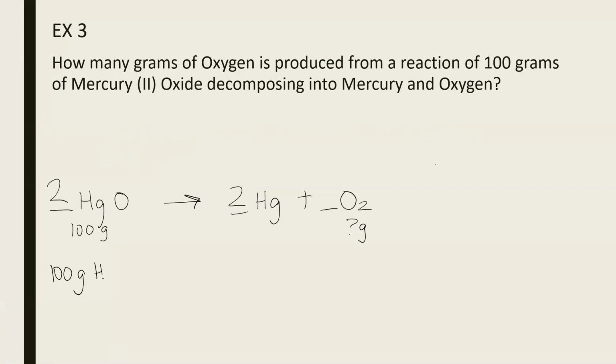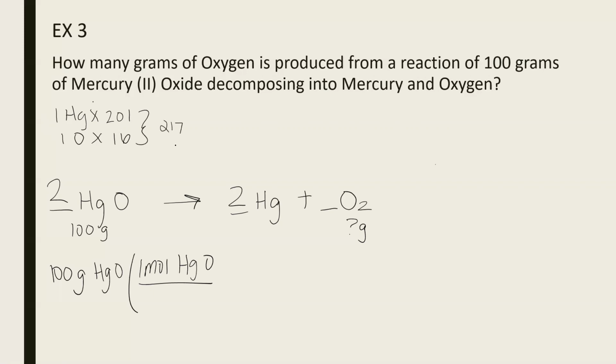100 grams of mercury oxide, 1 mole of my known over the molar mass. So 1 mercury is about 201, if you round. 1 oxygen is about 16, so I get 217. You might have something a little bit different if you didn't round that way, which is fine. Mole ratio, unknown coefficient over known coefficient.